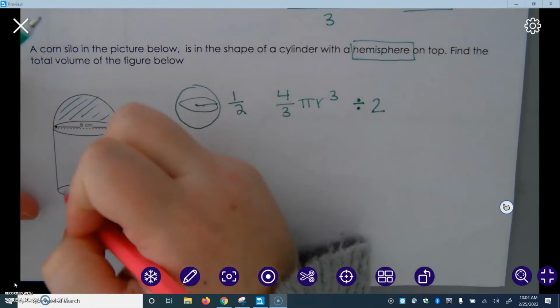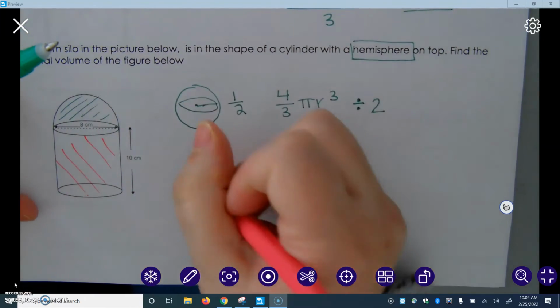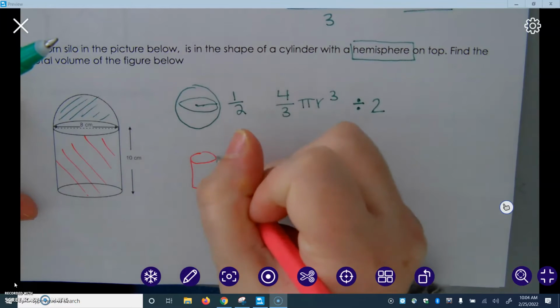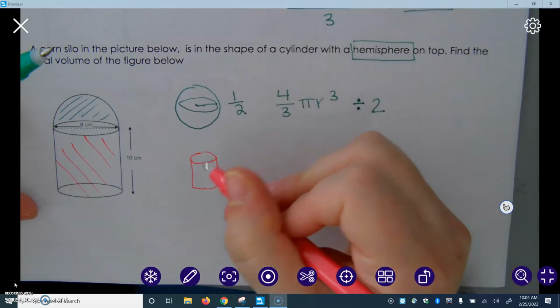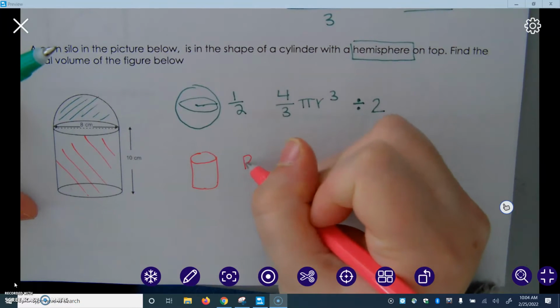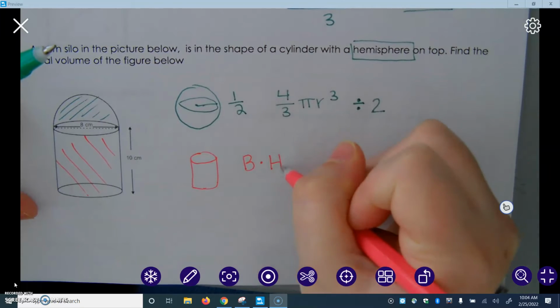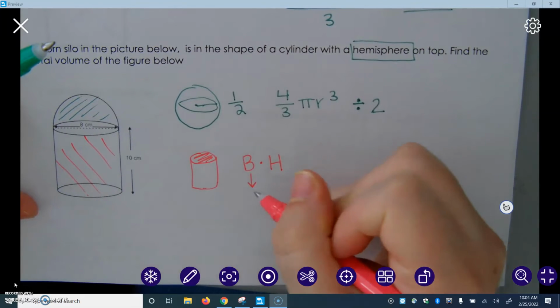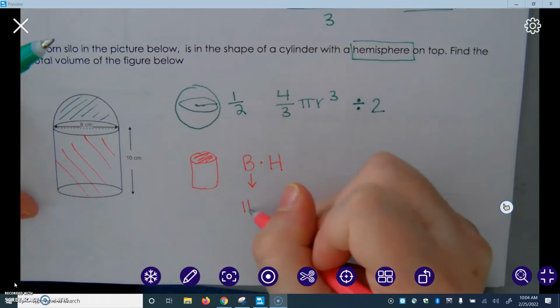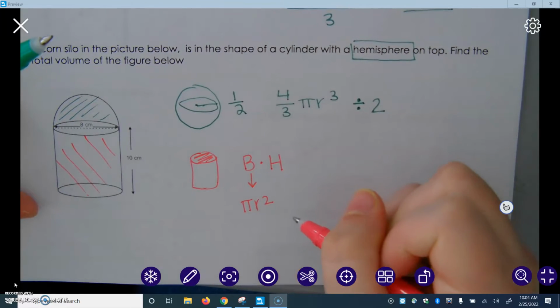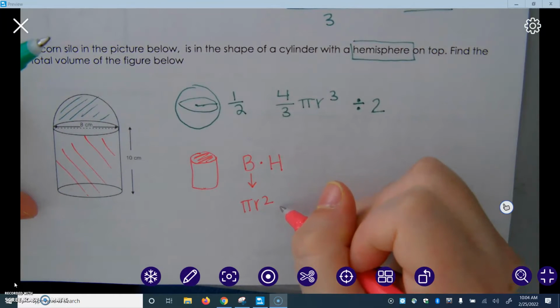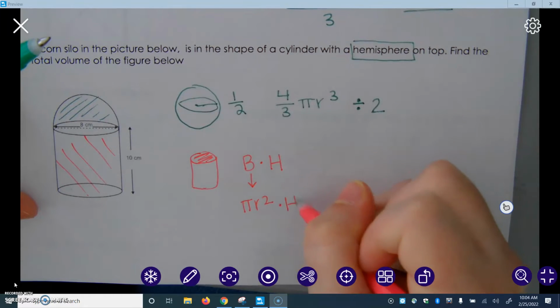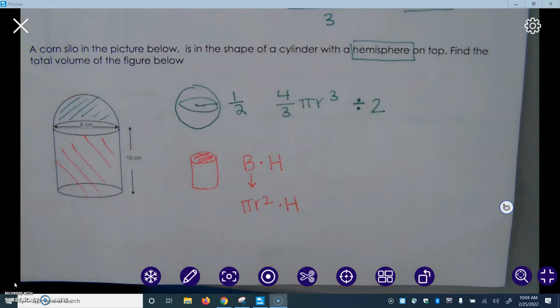The bottom shape is what? The bottom shape is a cylinder. And so the way you find the volume of a cylinder is the area of the base times the height. In a cylinder, the base is a circle. The area of a circle is pi r squared times the height of the cylinder.